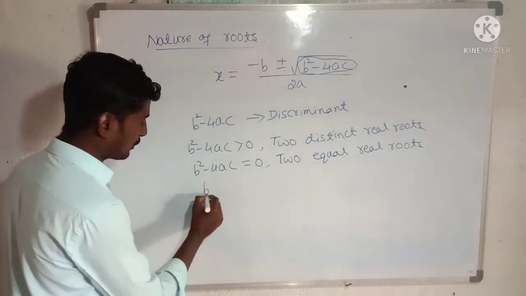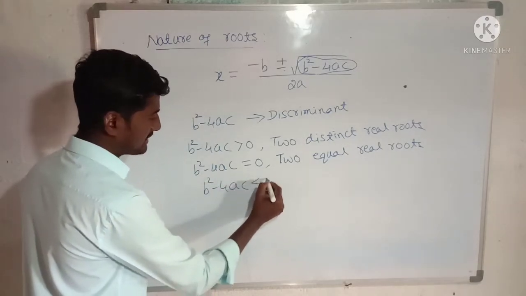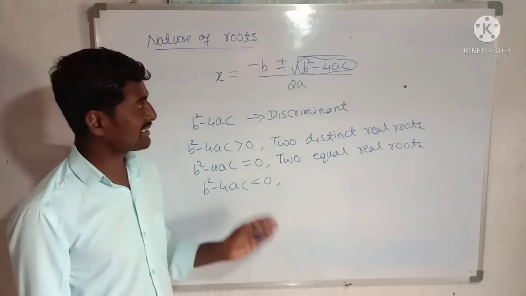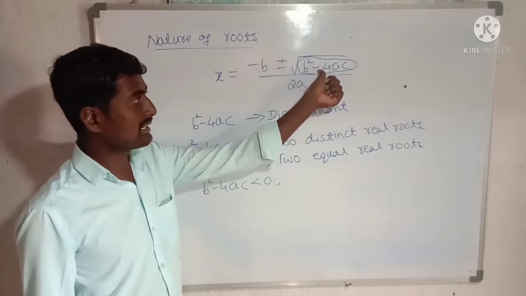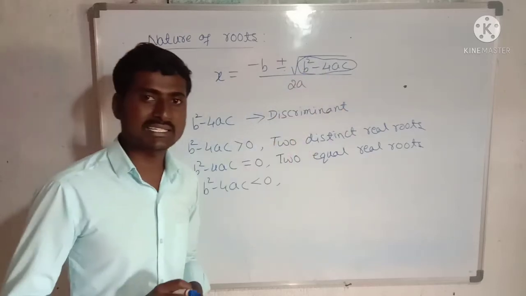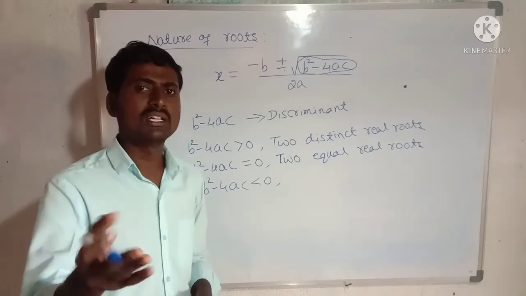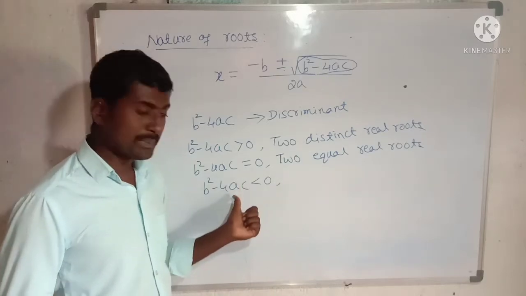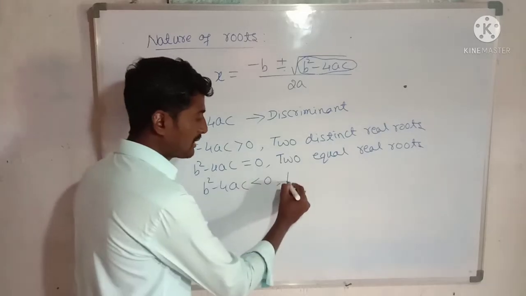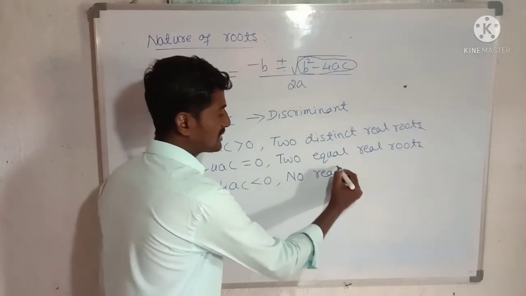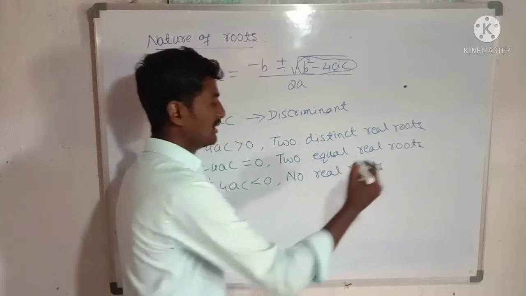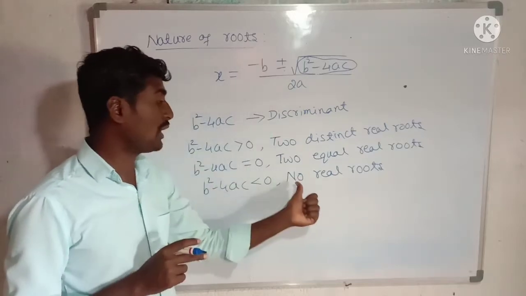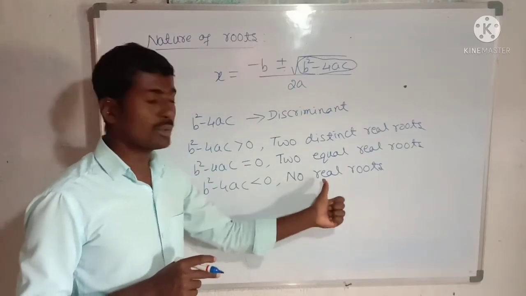And one more is negative: b square minus 4ac less than 0. In the last classes, we have discussed some problems where we are getting this term as negative. In that case, we said that there are no real roots, or the roots do not exist. So if the b square minus 4ac term is less than 0, then we can say that the roots are not real. The two roots will be there, but they are not real.